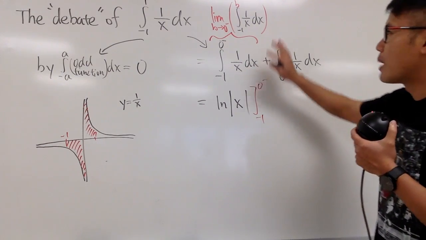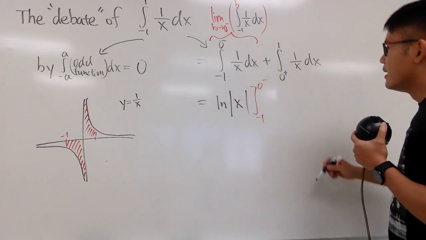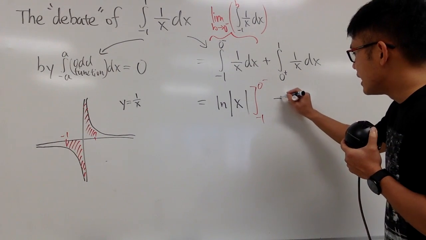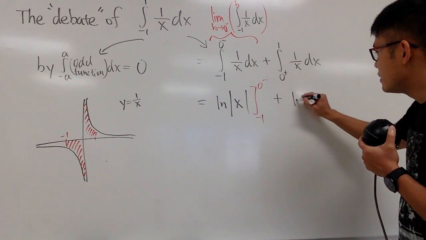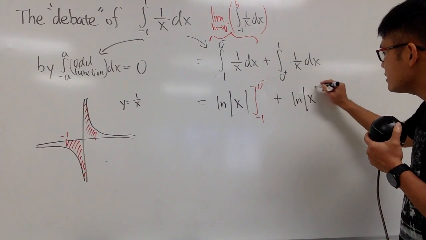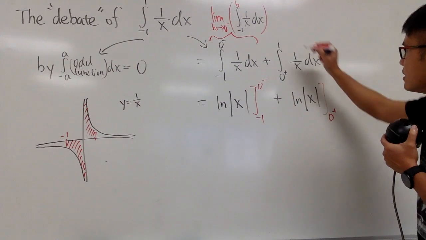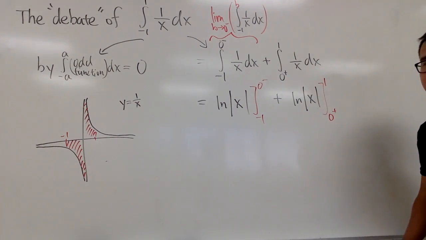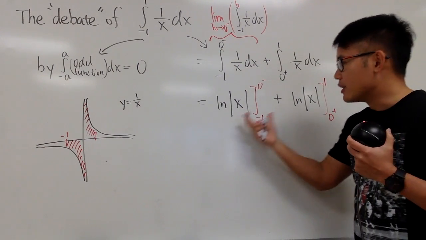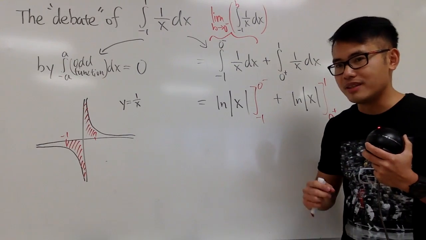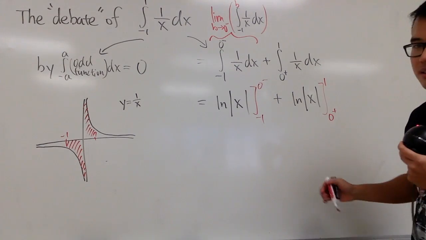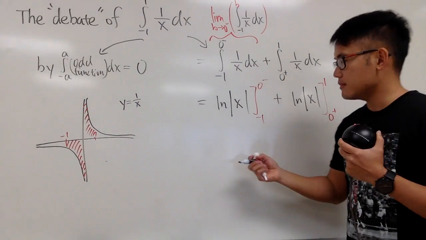And if you want to write down the proper way, it's this. And secondly, we also put this down, we add, it's the same antiderivative, ln absolute value of x. But this time, we go from 0 plus to 1. Now, these are two different questions, right? Technically, two different parts.